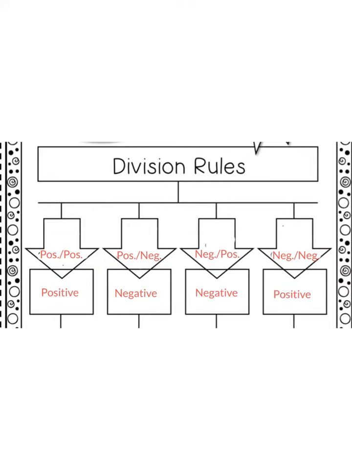Similar to multiplication, when there is an even number of negatives, the answer is going to be positive. When there is an odd number of negatives, the answer is going to be negative.